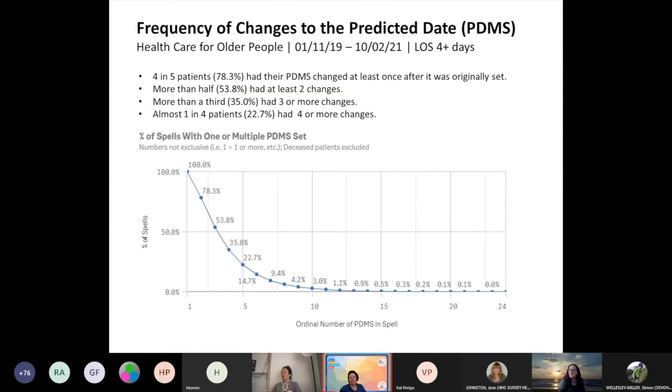So how often does it get changed? Well, a lot. This chart basically shows the ordinal number of the predicted dates in spells, and what it shows is that 4 in 5 patients, more than that actually, have their predicted date changed at least once after it was originally set. More than half, at least 2 changes. More than a third, 3 or more changes, etc. So it changes a lot.